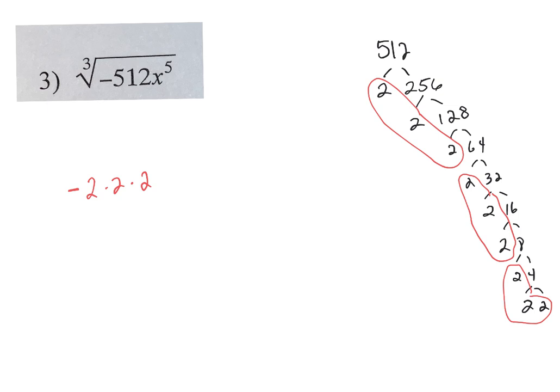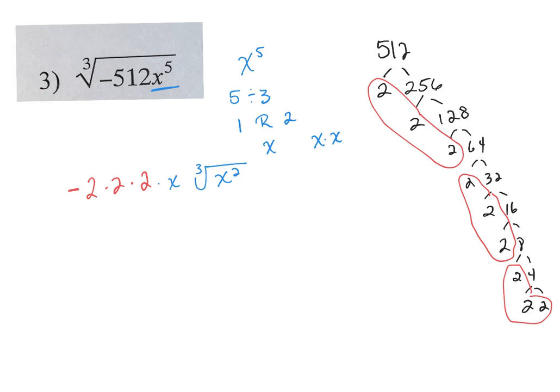Then I'm going to look at my variable. I have x to the 5th. So I'm going to do my method where I divide. I'm going to take that exponent, divide it by 3. 5 divided by 3 is 1 with the remainder of 2. That means I have 1x on the outside and 2 x's on the inside. So I also have out here an x, and then in here I have an x squared.